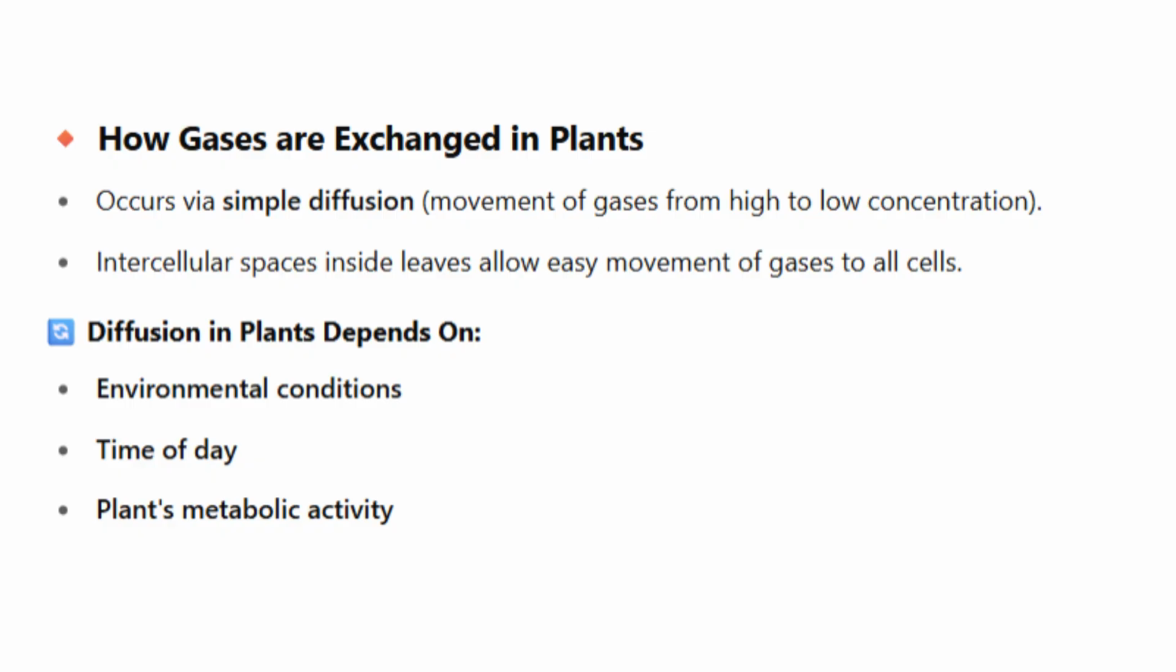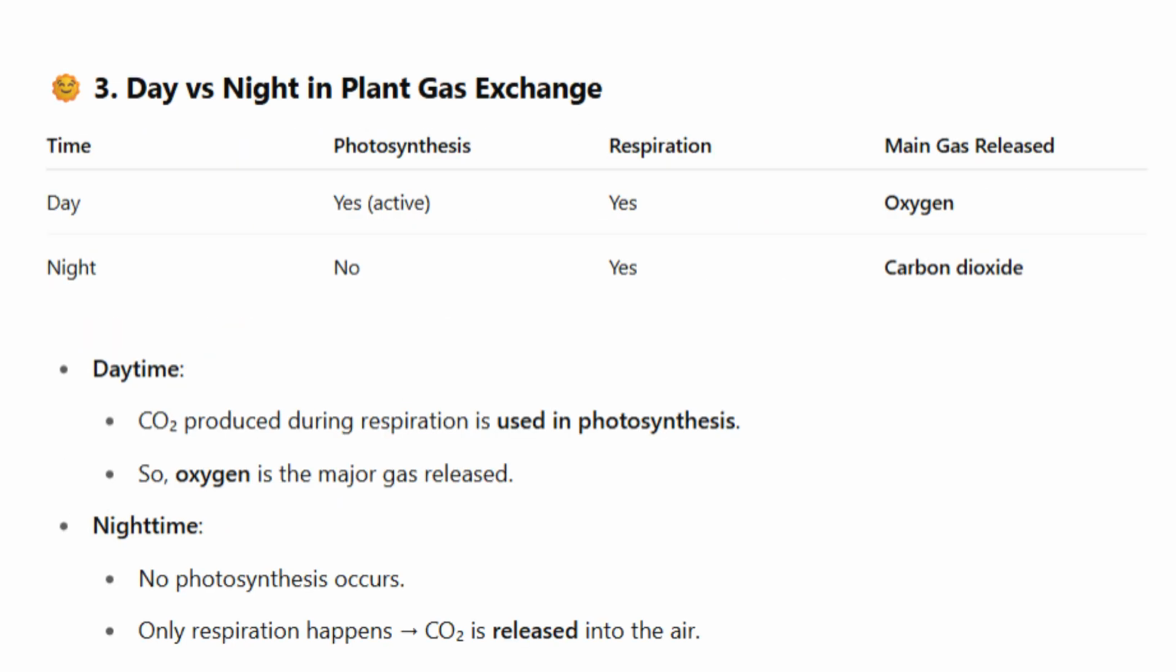Diffusion in plants depends on environmental conditions, time of day, and the plant's metabolic activity. 3. Day versus night in plant gas exchange. Daytime: photosynthesis and respiration are both active, and the main gas released is oxygen. Night: no photosynthesis, only respiration, and the main gas released is carbon dioxide. Daytime. CO2 produced during respiration is used in photosynthesis. So, oxygen is the major gas released. Nighttime. No photosynthesis occurs. Only respiration happens, CO2 is released into the air.